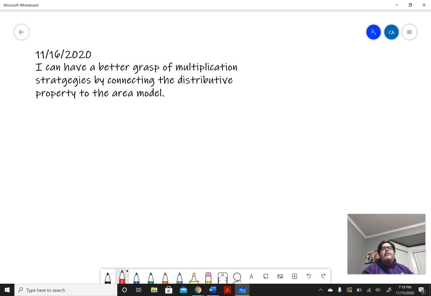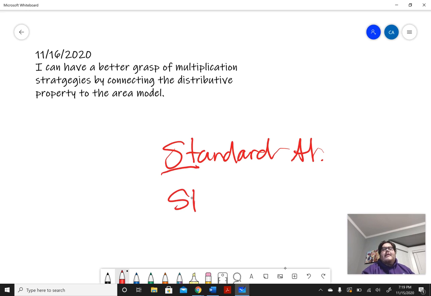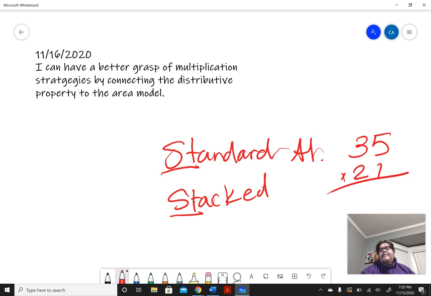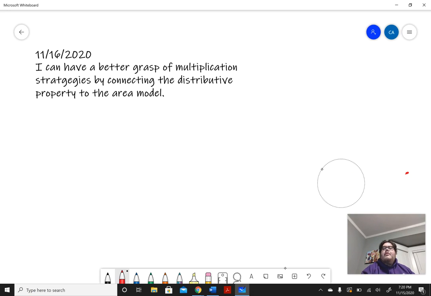Standard algorithm, remember, I always think of it as standard, I'll abbreviate that, standard algorithm starts with S, just like the word stacked does. So when we see expressions in standard algorithm, we see them as stacked algorithms, okay? Now, what we need to understand, and today we're specifically going to be talking about the area model.